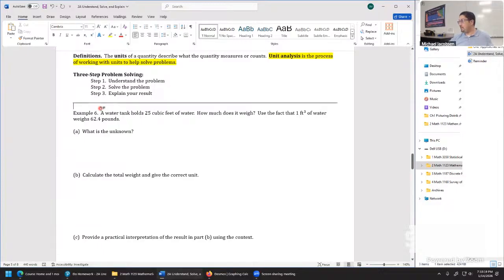Example 6 starts off by saying, a water tank holds 25 cubic feet of water. How much does it weigh? That's a great question. If this was a real exam question, I'm required to put in this kind of information. You're not expected to just know these random facts out of the back of your mind, that a cubic foot of water is 62.4 pounds, quite heavy actually.